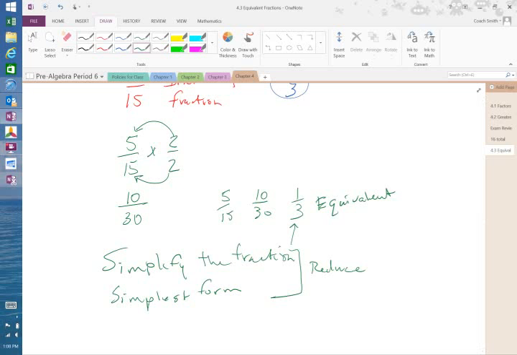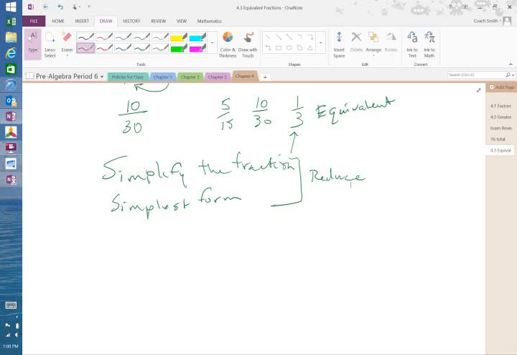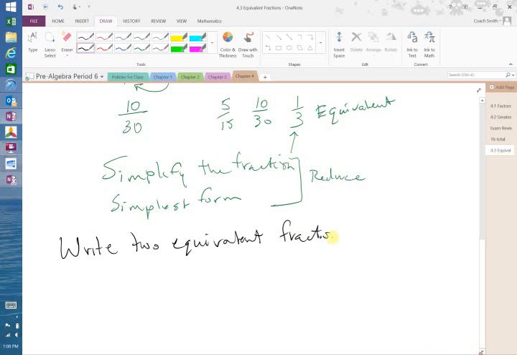Now sometimes, let me look here. Yeah, sometimes other instructions will be write two equivalent fractions to the given fraction. Okay, that's what we basically just did. Okay, let me show you another example of that.